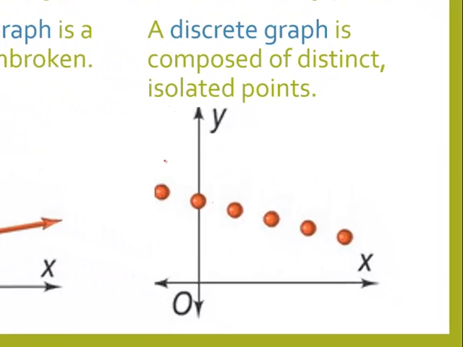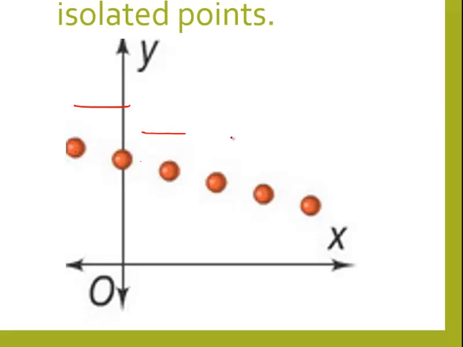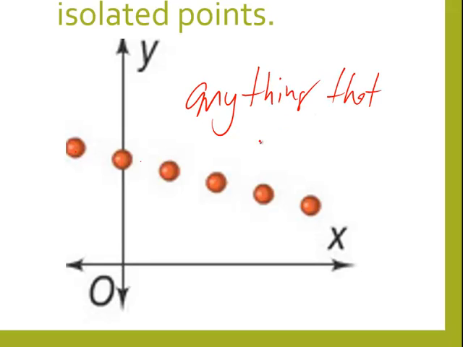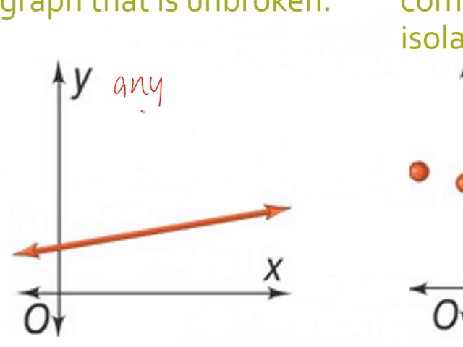Let's see, so a step function is also non-discrete. So pretty much anything that's broken, and a continuous is anything that is unbroken.